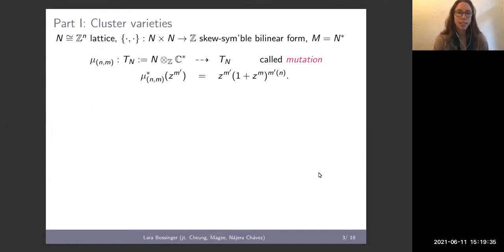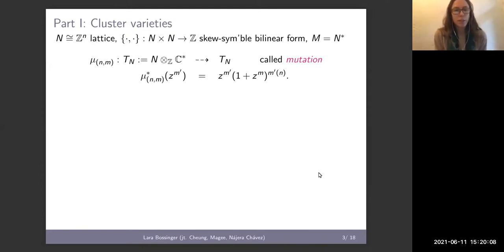Cluster varieties, from a geometric point of view, are like a generalization of tori in some sense. So I'm going to take advantage of that and use usual toric notation. I'm going to always have a lattice N that is isomorphic to Z^n, and it's going to be equipped with a skew-symmetrizable bilinear form. This form can also be skew-symmetric, in which case you can combinatorially think of it as being encoded in a quiver. M is my notation for the dual lattice.